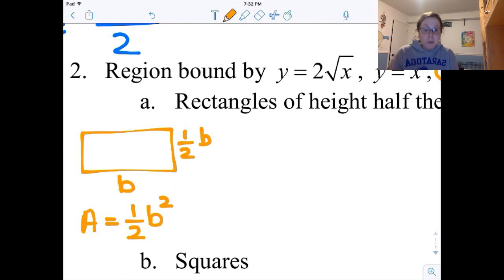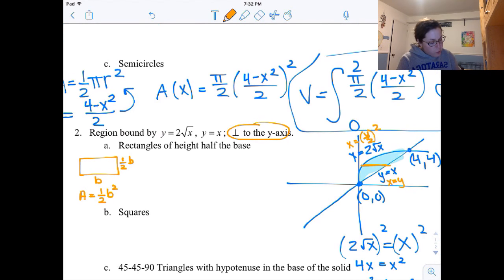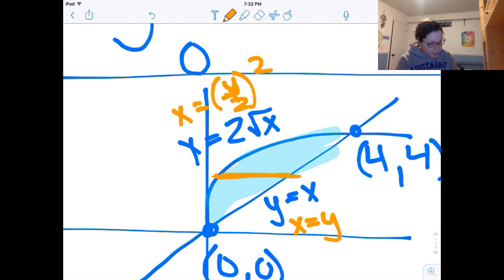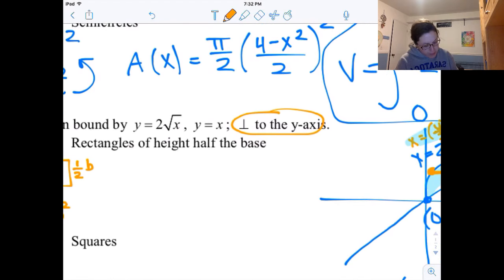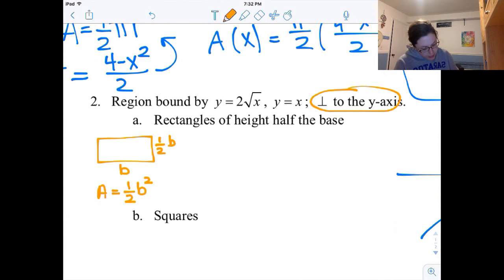So what I need to come up with now is a formula for the base, right? So look over at this picture. If I'm building this way, the bases are the difference between the two curves. So the base is going to be this minus that, right minus left. So this one is x equals y, and this one is (y over 2) squared. So this is going to be the area function, and it's actually A with respect to y, is y minus (y over 2) squared.